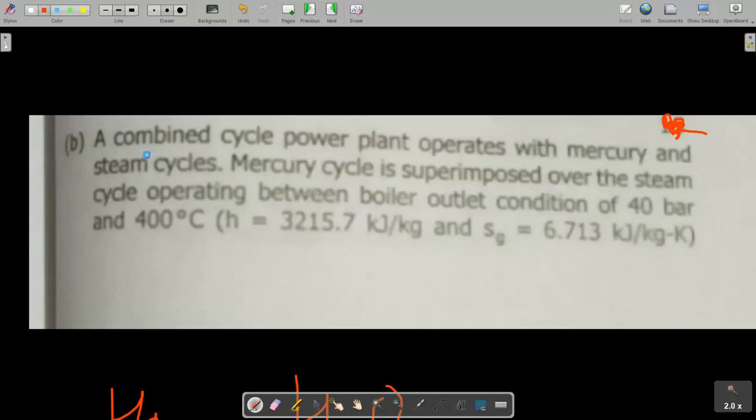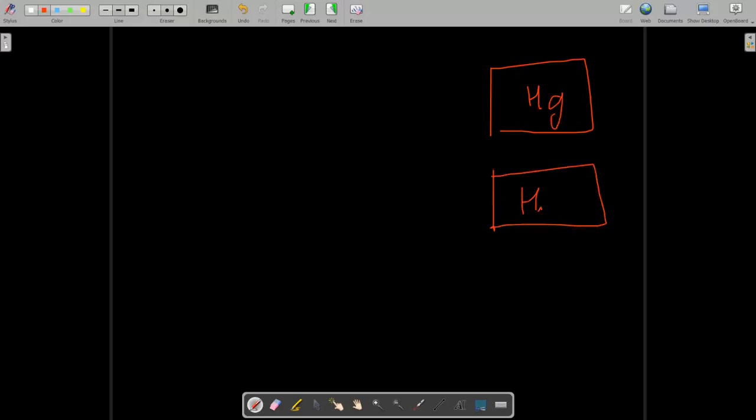That means if I draw the basic cycle, this question in 2 pages, this is the mercury cycle and the H2O steam cycle. So we can say that the mercury cycle is a topping cycle and the H2O cycle is a bottoming cycle. That means whatever amount of heat is rejected by mercury in the condenser is used to heat the water in the boiler.